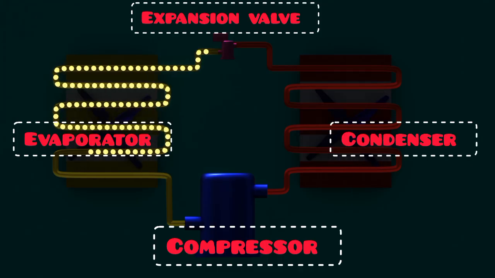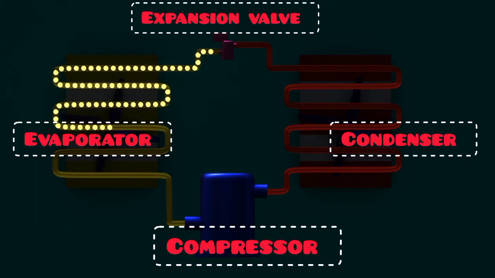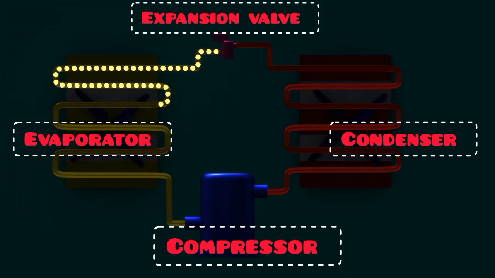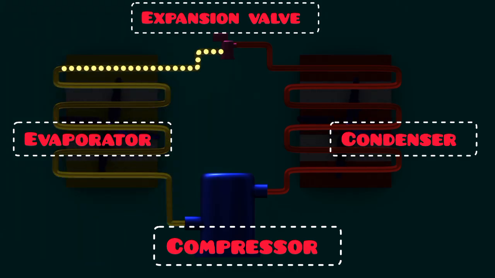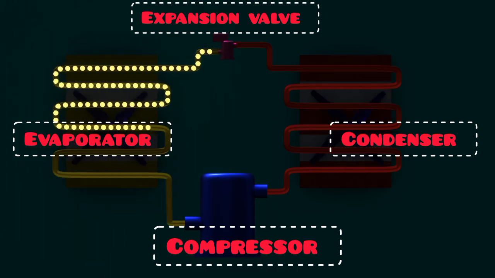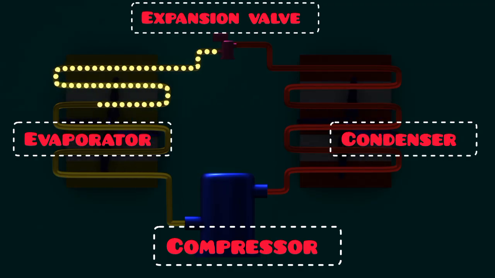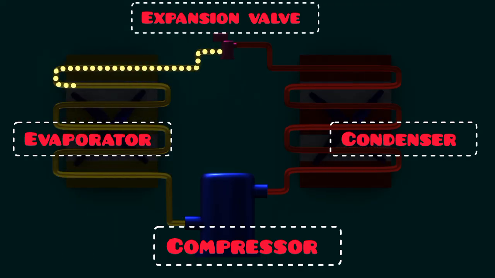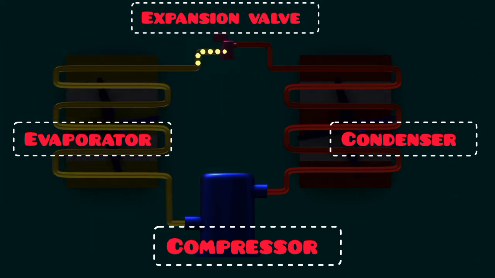As the warm room air passes over the cold evaporator surface, heat transfers through the pipe wall into the refrigerant. This added heat causes the refrigerant to boil. During this phase change, the refrigerant absorbs a significant amount of energy from the air, which is why the air leaving the evaporator is much cooler than the air entering it. The refrigerant effectively carries this absorbed heat away.